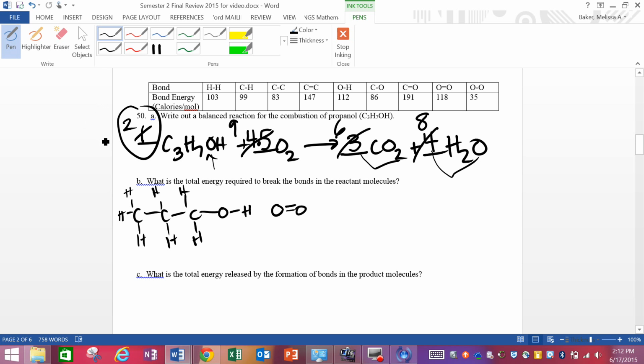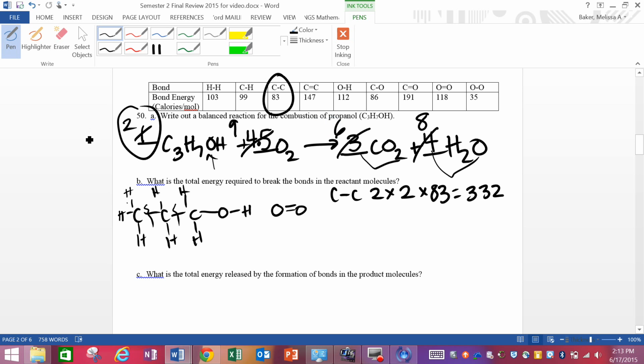So first let's look at C-C bonds. There's 2 CC bonds per molecule, and there's a 2 out in front, so that's times 2. And then I check my chart up here. It takes 83 calories per mole. Okay, so we can calculate that out. It comes out to be 332.